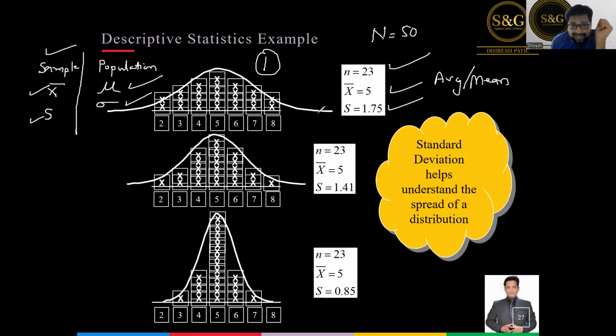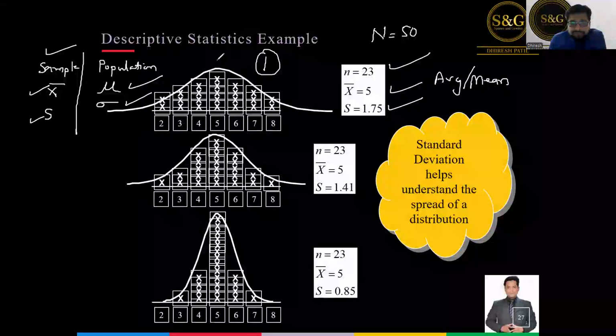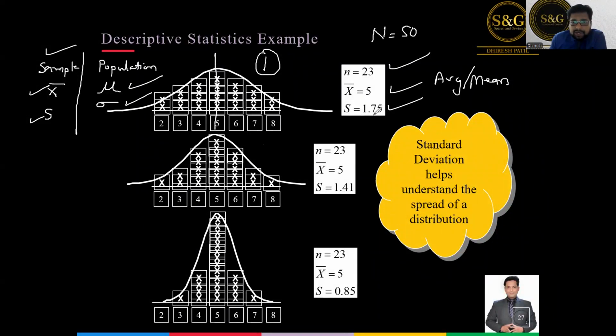Now look at this second one. Are you clear with this? Just type yes in the chat box. Ye clear hai? Simple hai. 23 data points are there. The average is 5. And the standard deviation they have calculated is 1.75, just for our understanding. We are not bothering about what the data points are.